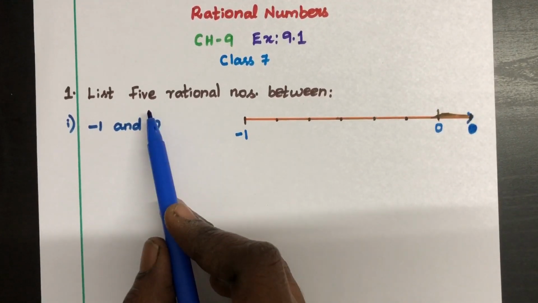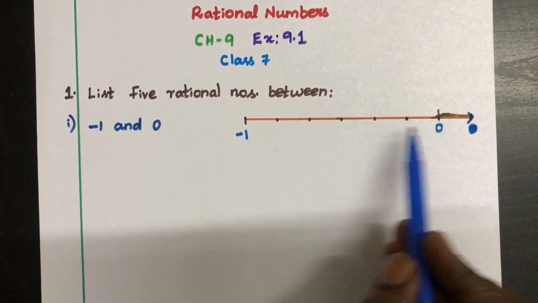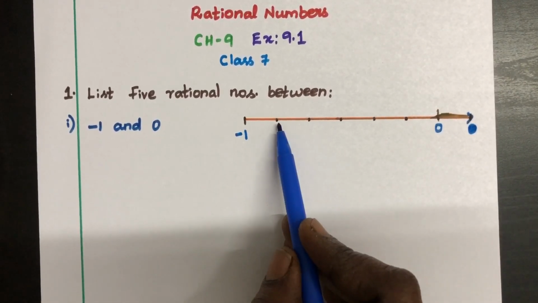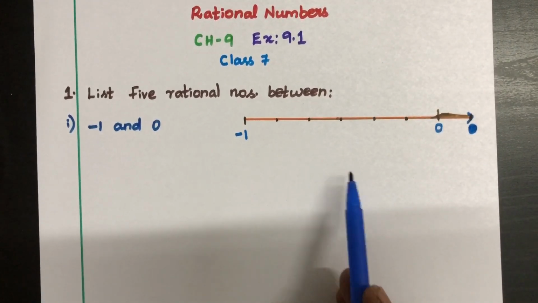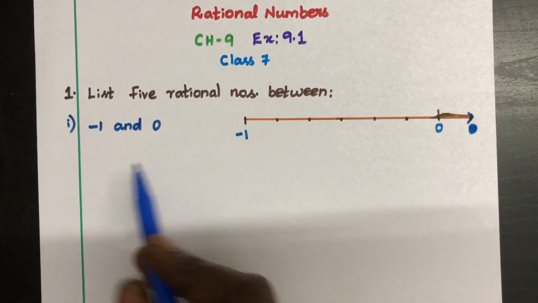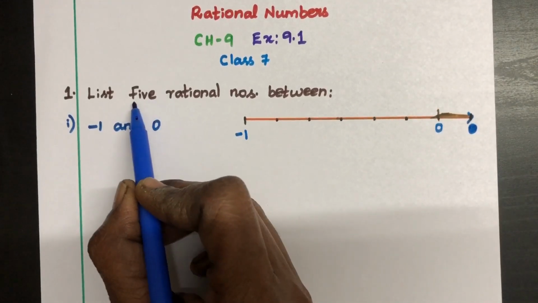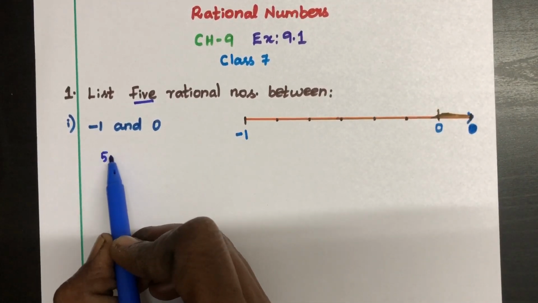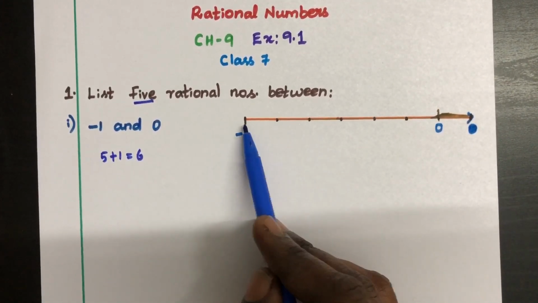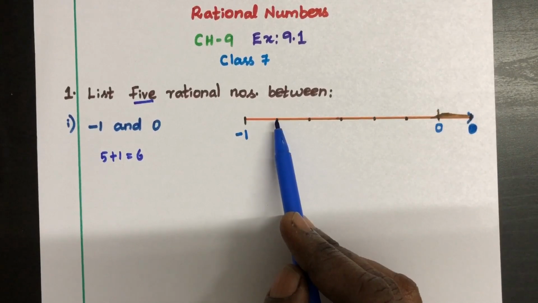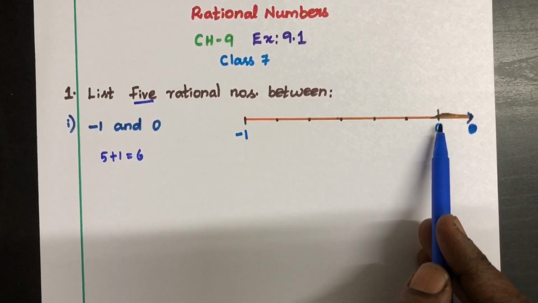How many rational numbers? 5. We divided the number line between 0 and -1 into 5. See here, 1, 2, 3, 4, 5. So we are going to do 5 rational numbers here. For that, the easy method is just add how many are given? 5. So add 5 plus 1 is equal to 6. So we are going to divide this portion as 6. See here, 1, 2, 3, 4, 5. Include this also. This is 6.